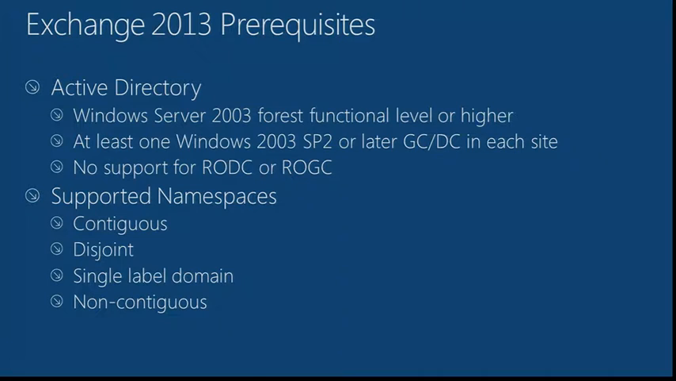Now, that having said, some of these namespaces we generally don't think of as a good idea. The one that usually stands out is the single label domain. So if you don't know, the single label domain is a DNS domain name that doesn't have a top-level domain with it. So instead of Microsoft.com, a single label domain would just be Microsoft. It would almost be analogous to a NetBIOS name. Single label domains are supported, but they're generally not a good idea.